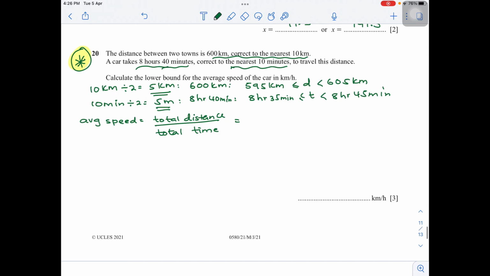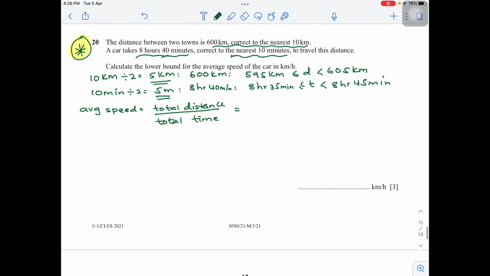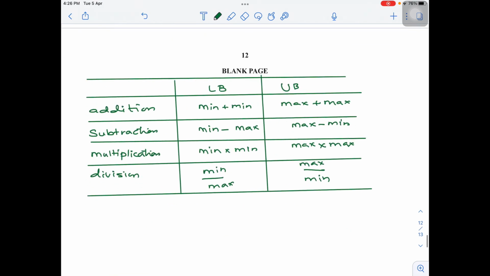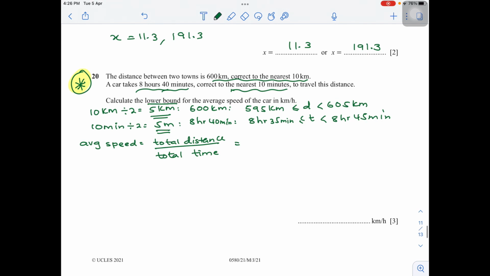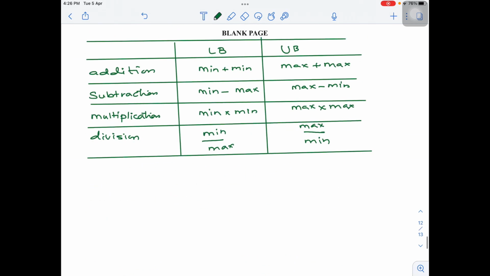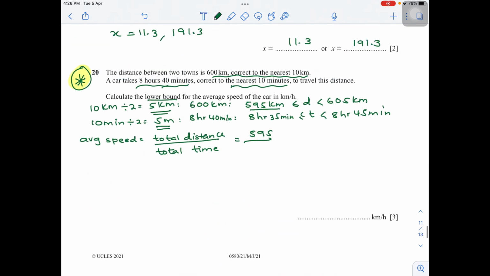All right, so this is division, distance divided by time, and I need the lower bound. So the lower bound is minimum divided by maximum. So the distance should be minimum. What is the minimum distance? 595. And time should be maximum. See, the numerator should be minimum and the denominator should be maximum. So the maximum time is 8 hours 45 minutes.